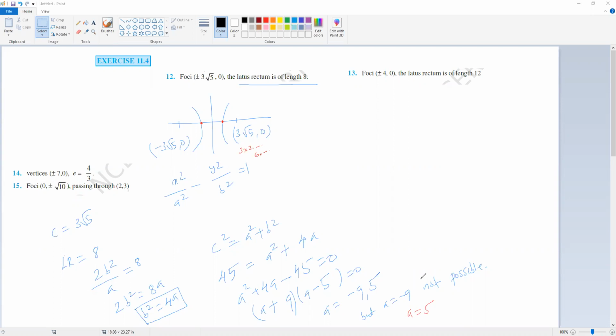So now your equation is x square by 25 minus y square by b square. You know b square is equal to 4a, so 4 into 5, which is equal to 20. So here it will be 20 is equal to 1. Okay? The same way you can try the next one also, 13 also. Okay? This is the same type of question you can do.